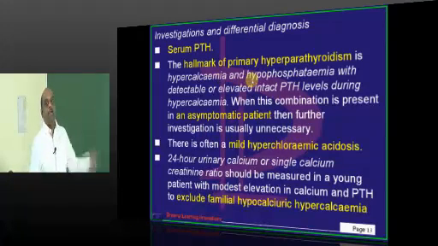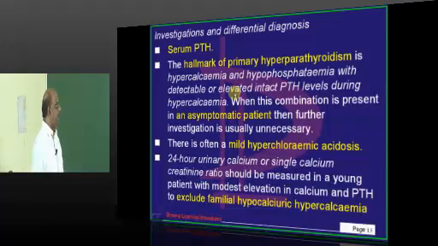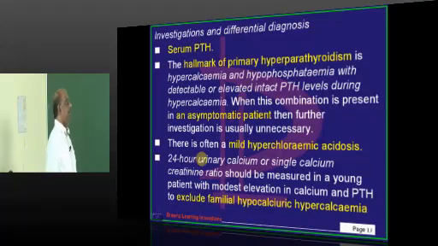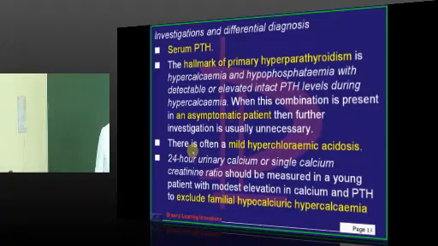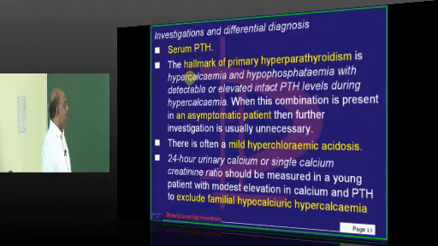So, whenever you have this combination, hypophosphatemia, hypercalcemia with the elevated PTH, all such patients, even if they are asymptomatic hypercalcemic patients, you need to evaluate them. Then, often these patients will have hyperchloremic metabolic acidosis, patients with high PTH.